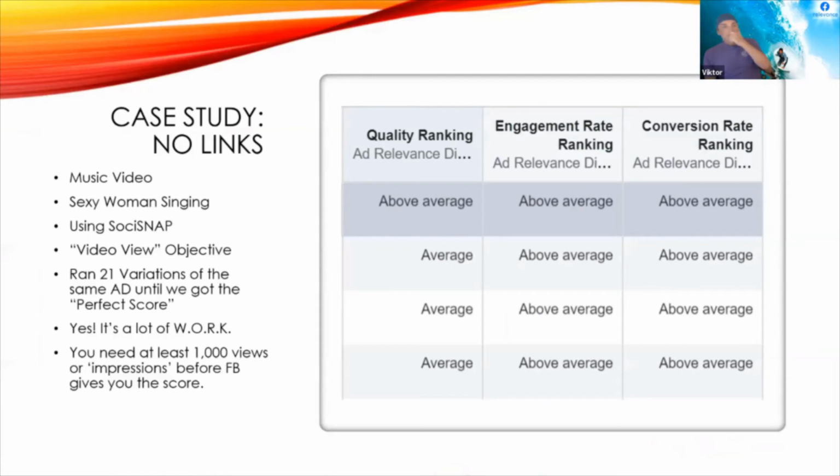So here's a case study with no links. A music video, a woman singing, using SociSnap, my software. Video view objective. Guys and gals, we ran 21 variations of the same ad until we got the perfect score. This is the perfect score right here: above average, above average, above average. And these other ones were average, average. We tweak a little thing and all of a sudden the numbers change. Sometimes it means changing a different audience. But yes, it's a lot of work.